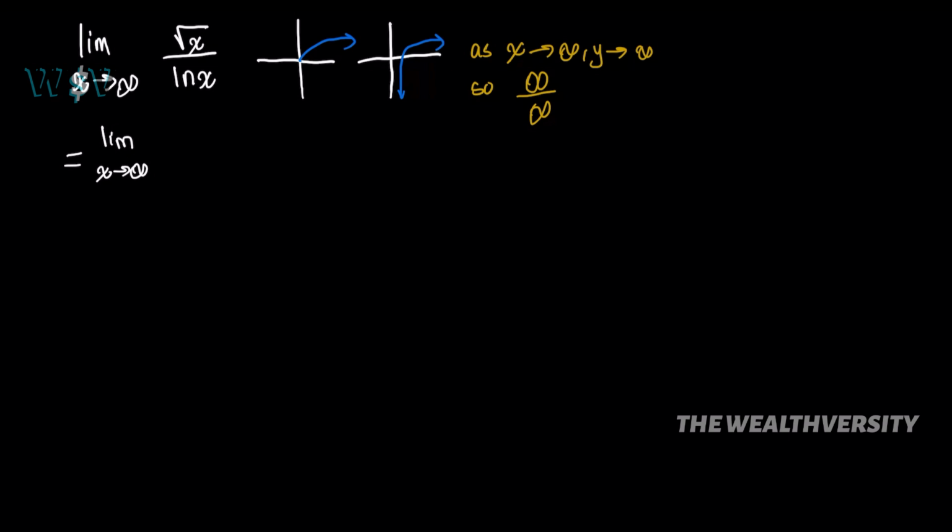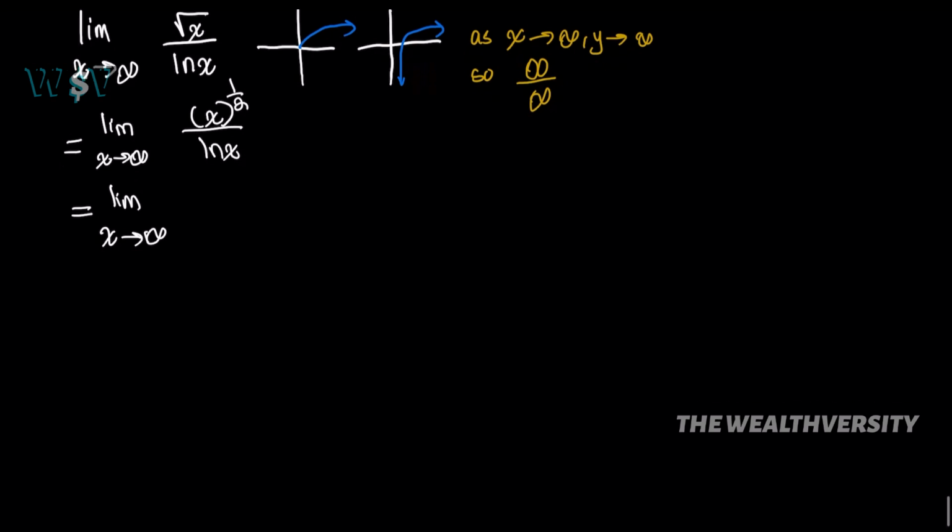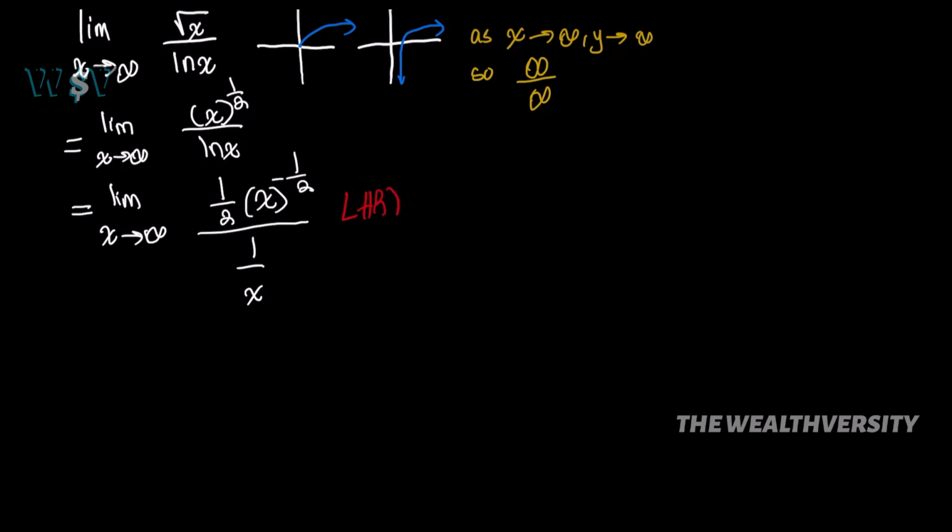Before we use L'Hopital's rule, let's convert the square root of x to x to the power of half, so it becomes easier to differentiate. Now we differentiate the top and bottom to get that the limit as x approaches infinity of 1 over 2 times x to the power of negative half, divided by 1 over x, and indicate that we used L'Hopital's rule.